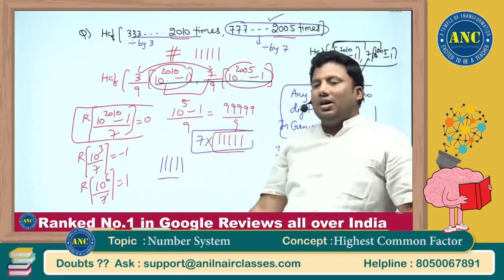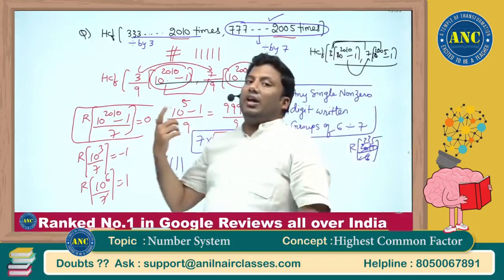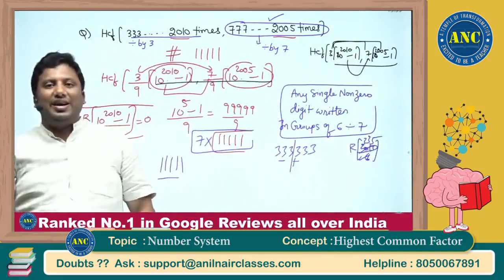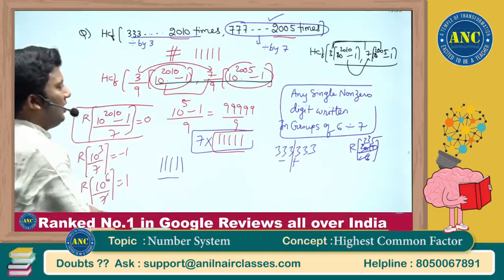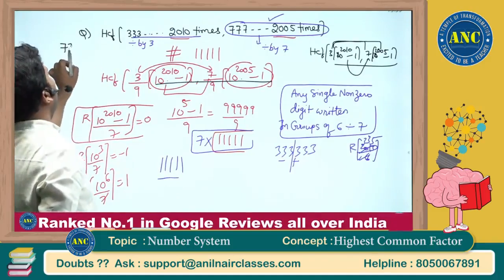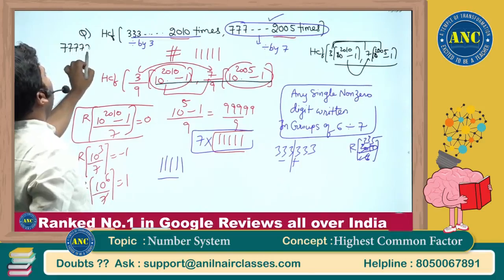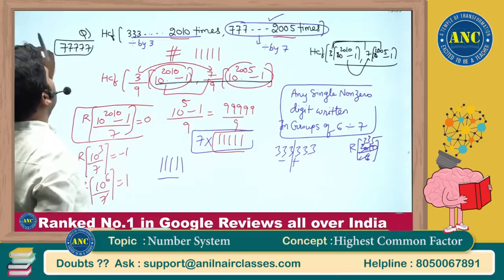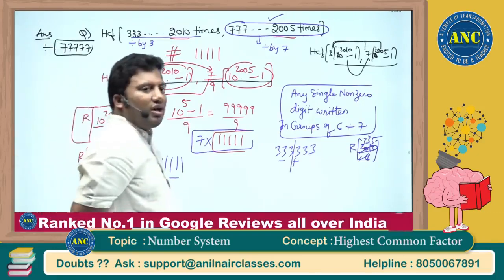Why? Because, two ways: any single non-zero digit written in groups of 6 is always divisible by 7. 10 cube by 7 is minus 1, 10 power 6 by 7 is plus 1. Very, very good question. Answer for this question is 5 sevens, not 5 ones.